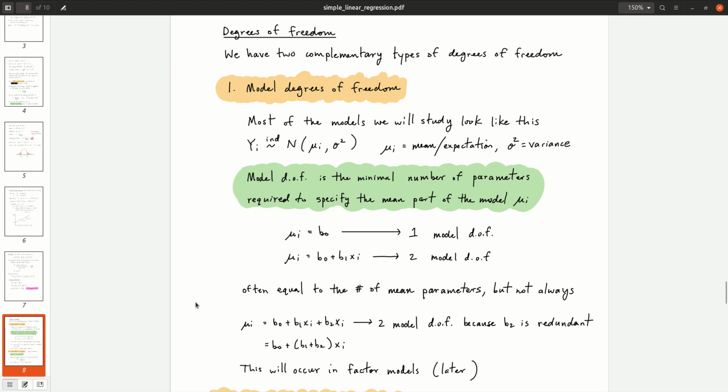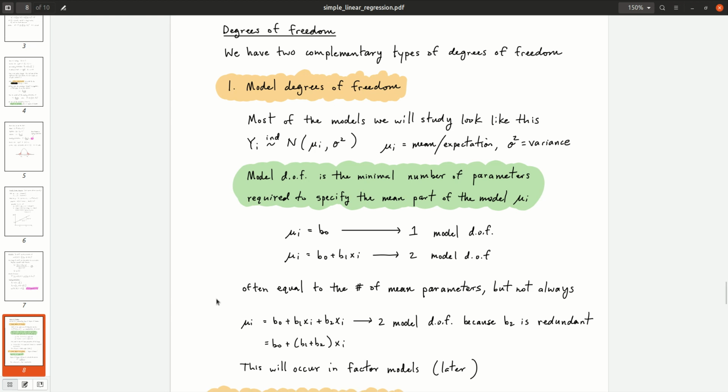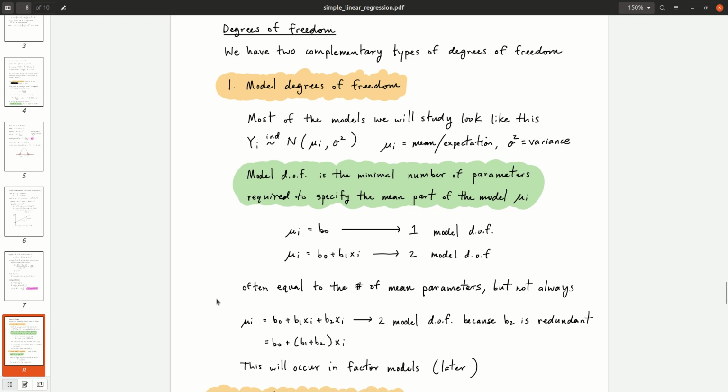So we're going to look at this in a little bit more depth when we talk about factor models. I don't want to give you incorrect information and say that the model degrees of freedom is equal to the number of parameters. It usually is, but there are some cases where the models are specified in a way that makes some of the parameters redundant. So think of this as the minimal number of parameters you need to define the expected value. And for our purposes so far, you just count up the number of mean parameters.